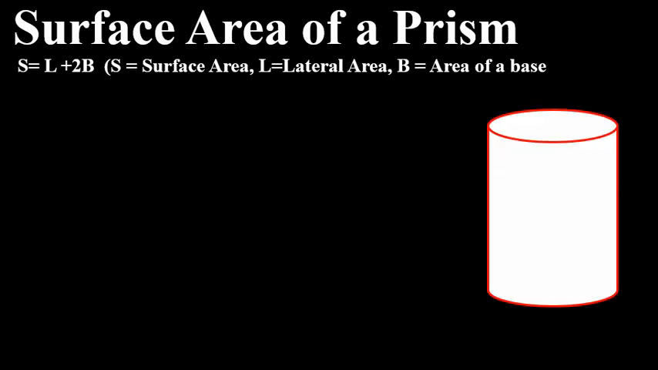Now how to find the surface area of a cylindrical prism? In this one the shape is cylindrical. If you see, the base is also circular and the base on the top is also circular. So in this one, let's say this is your height h and the radius is r. Now how will we find the lateral area? L is equal to perimeter times h. Now the perimeter of a circle is 2 pi r.